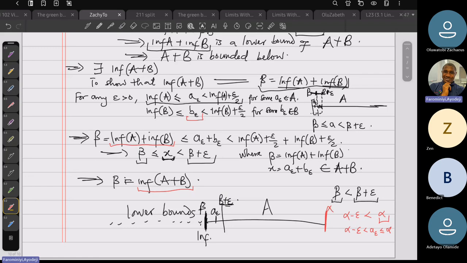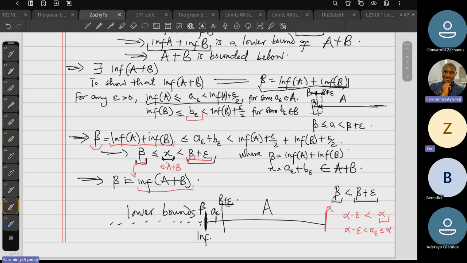So what we have shown is that infimum of A plus infimum of B, which I denoted as beta, satisfies the characterization of the infimum. It satisfies that when I add epsilon to beta, there is always something in between beta and that sum that is an element of A plus B. So it means beta is truly the infimum of A plus B. Only infimums have that property.